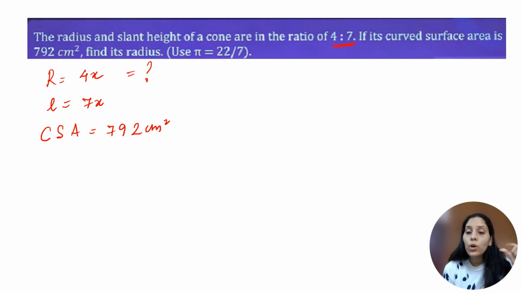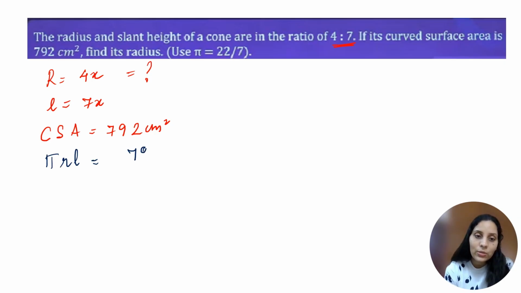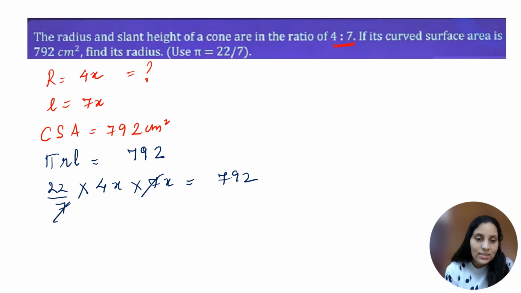So I will see what is given to me. I am given the curved surface area. So since curved surface area is given, I am going to use this formula. Curved surface area of a cone, pi r l, is equal to 792. Pi is 22 by 7. Radius is 4x. Slant height is 7x, is equal to 792. So 7 gets cancelled.